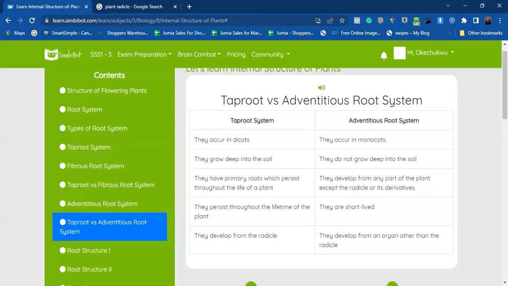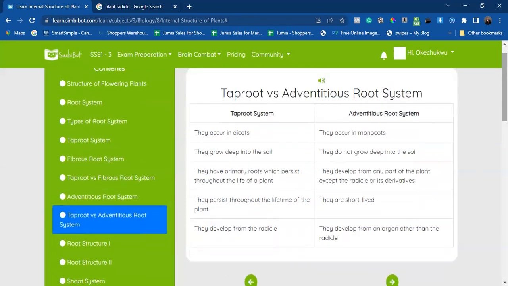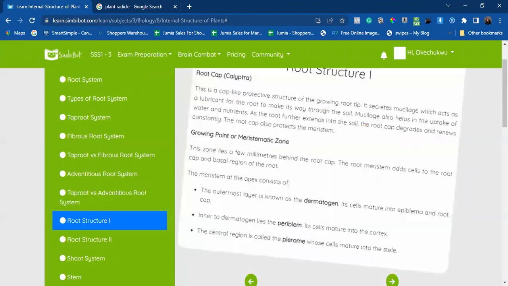Okay. I want us to take note of this. If I am too fast, you can slow down and look at these lessons again. Besides, this website is always available for us. Awesome.